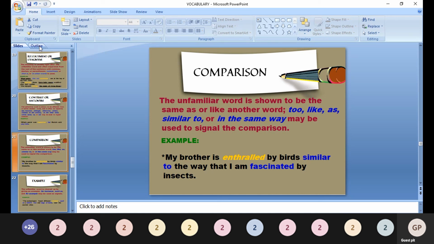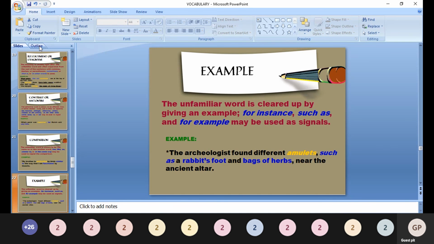So it means you're comparing, similar to. So that means your brother also loves birds. He loves birds just as you love insects. See, the unfamiliar word is cleared up by giving an example, for instance, such as, and for example. See, through example how the meaning surfaces.